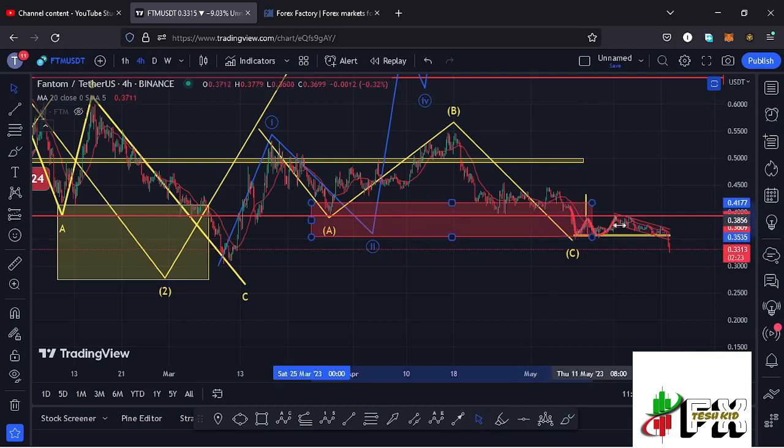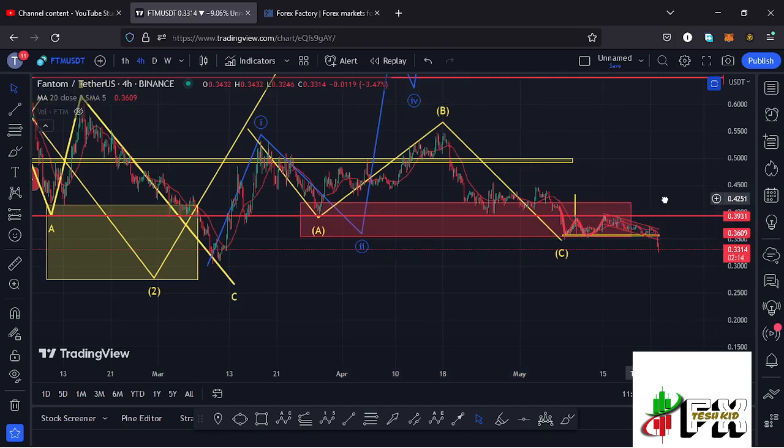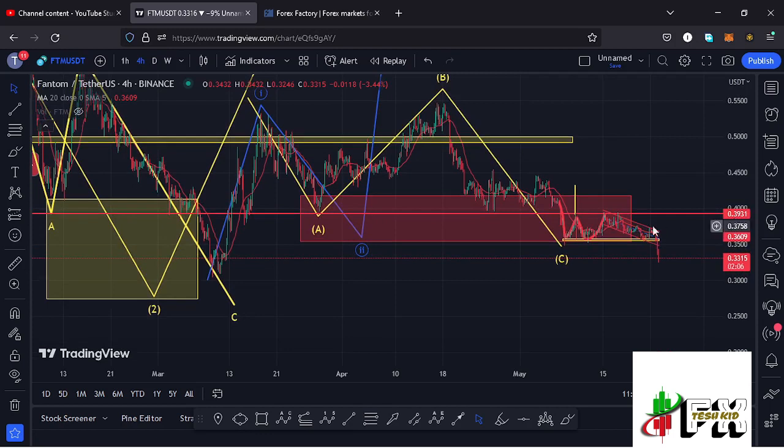And I said to you in my previous videos that if by any chance we see a breakout out of this red target area to the lower side, then that would be suggesting a more corrective structure here on the Fantom chart. And you can see that has happened, and at the time of this recording we are trading below this significant retracement area for that second wave.